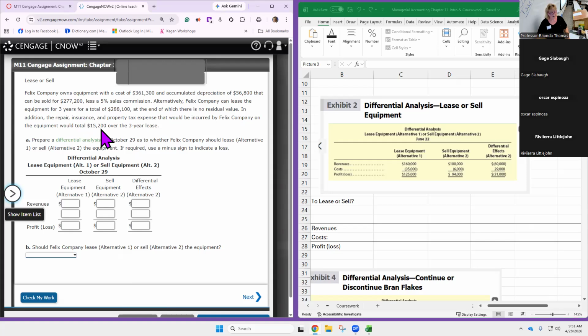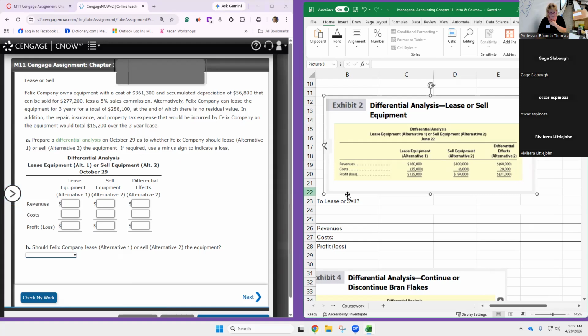In addition, the repair, insurance, and property tax expense that would be incurred, remember, incur just means that it happened, by the Felix company on the equipment would total $15,200 over the 3-year lease. Okay, so we've got to put some information in for each side of this, and we're going to look at this example while we put our stuff in here.